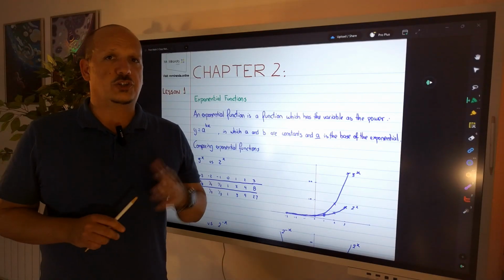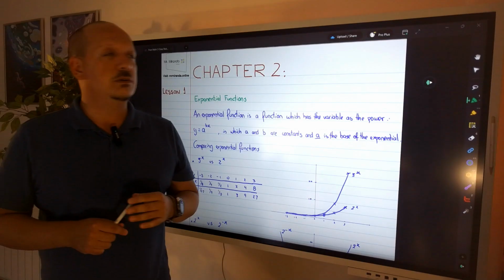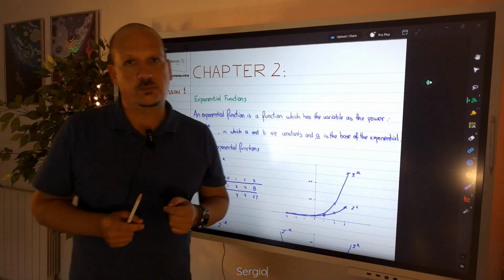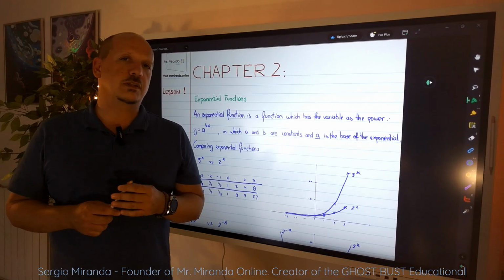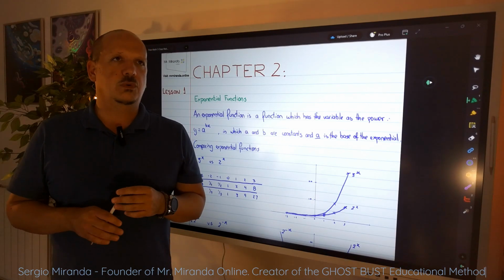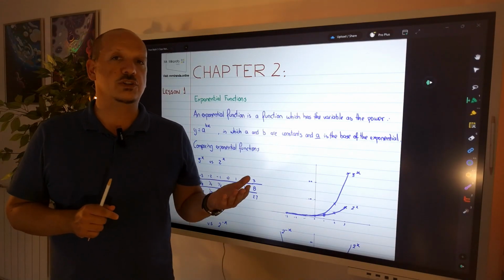We're starting now the chapter 2 of Pure Math 3, and one of the things we need to talk about is the exponential function. But I want to start recalling something that you've learned last year. Remember that topic about progressions? You had to study linear progressions and geometric progressions.